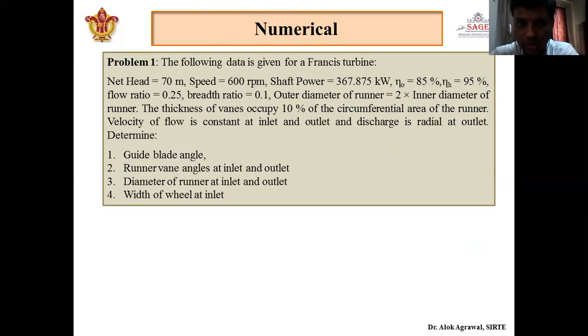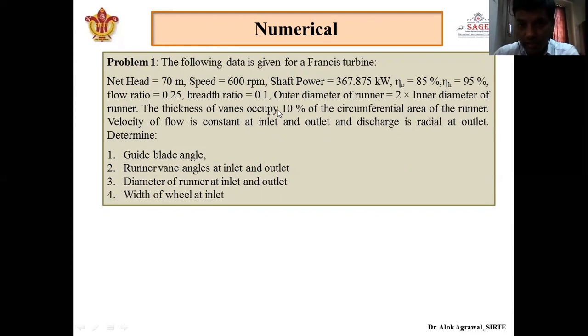Now the two terms that we have studied, that is flow ratio, is given as 0.25, which is the ratio of velocity of flow at inlet divided by root 2gH. Width ratio is the ratio of width and diameter at inlet. Now one important relationship is given that outer diameter of runner is equal to twice the inner diameter of runner. And the thickness of vane occupies 10% of the circumferential area of the runner.